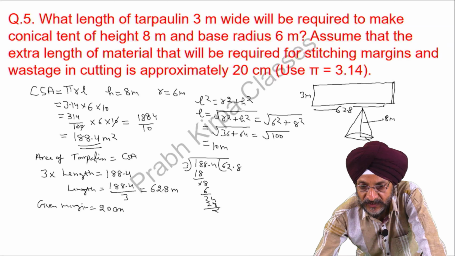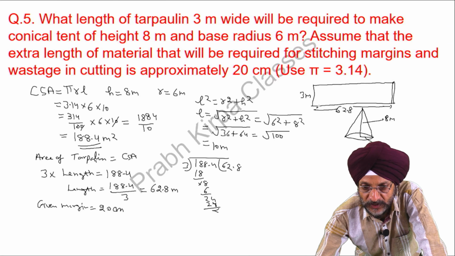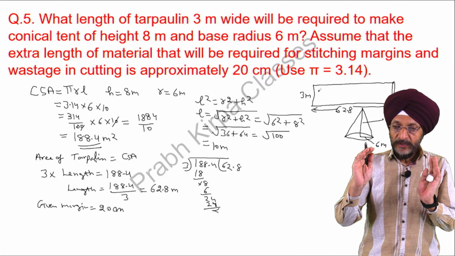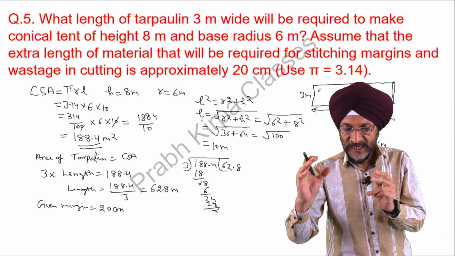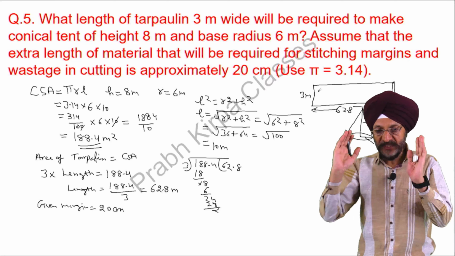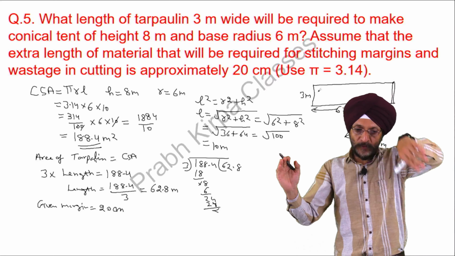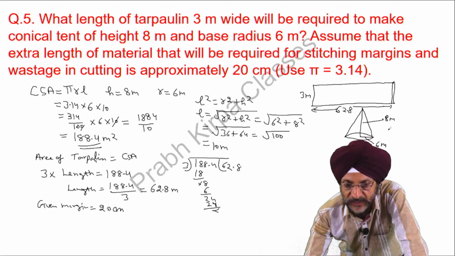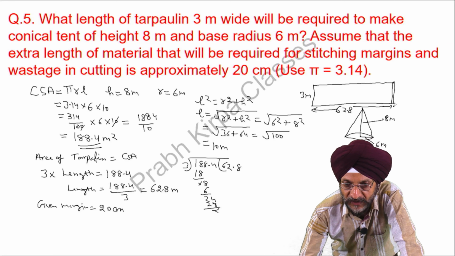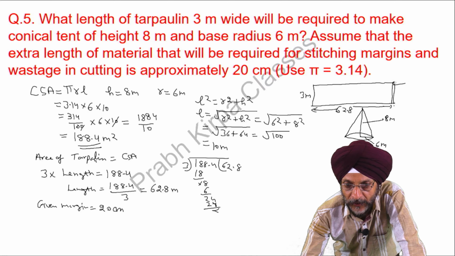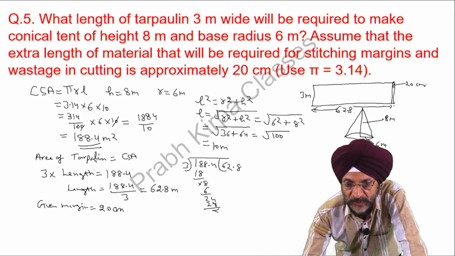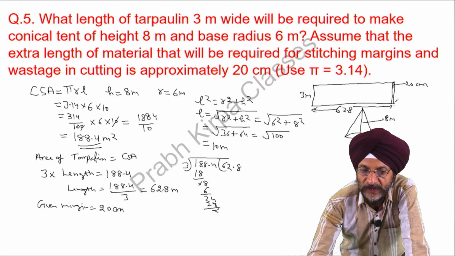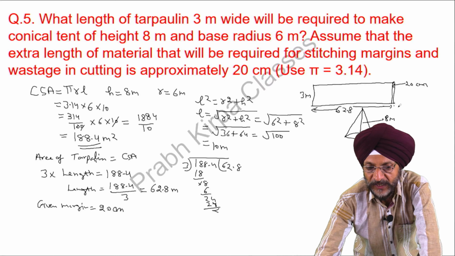We have calculated this point. The cloth which has been used for covering the curved surface area is what is appearing to us outwardly, but the cloth which has gone inside or has been wasted is in addition to this 62.8. What is this? This is 20 centimeter. So when we add 62.8 plus 20 centimeter, the actual value of the length of tarpaulin will come out.